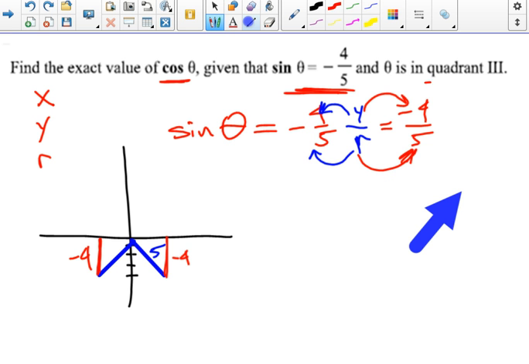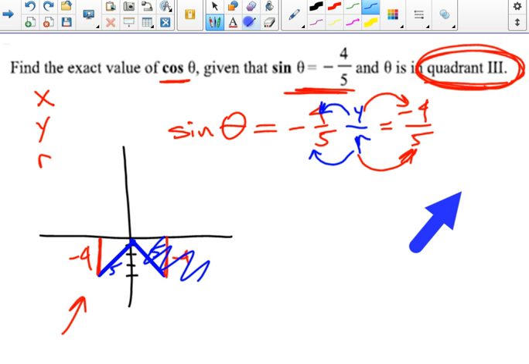Now you can kind of see why they tell us this. They want this whole thing to occur in quadrant 3, so they want this situation. Alright, so I don't have to worry about over here. Now I have this triangle, this one right here. I'm outlining in all blue now. I have negative 4 is one side, 5 is r. I need to find x.